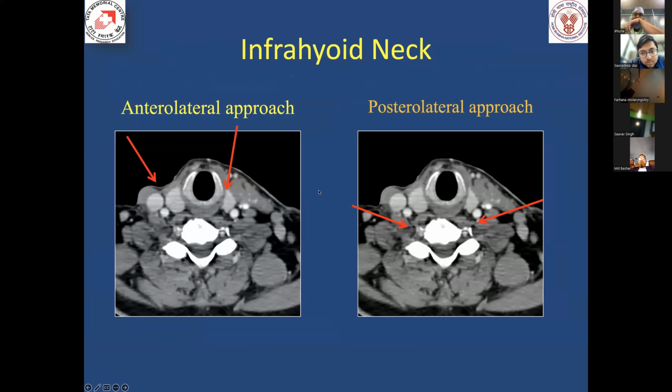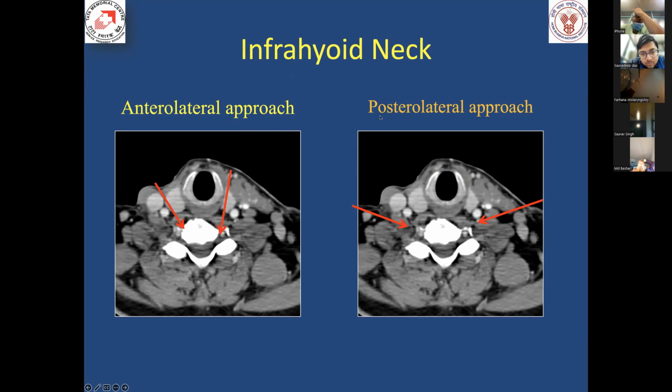Now moving to the infrahyoid neck, again, it can be anterolateral or posterolateral. So here you can see this is the anterolateral approach. So it is essentially anterior to the carotid vessels, the carotid space. So it can be again via the thyroid. It can be just lateral to the thyroid, as in this case, or it can be between the thyroid and the tracheal space. So these are the various approaches we have through the anterolateral approach.